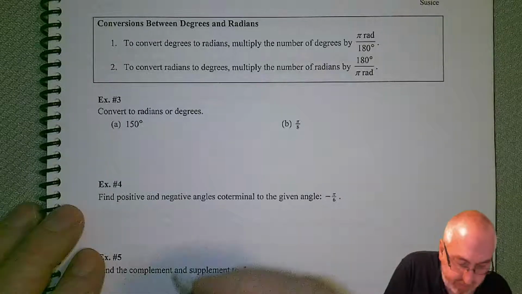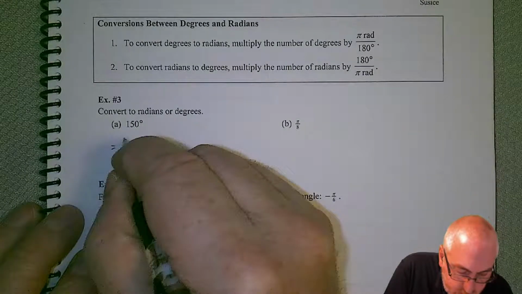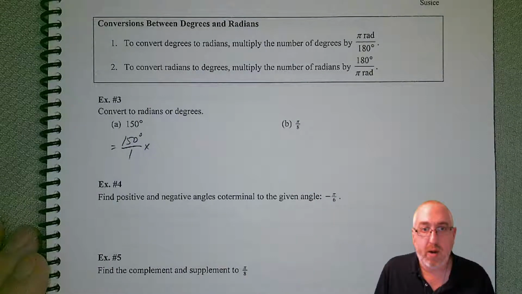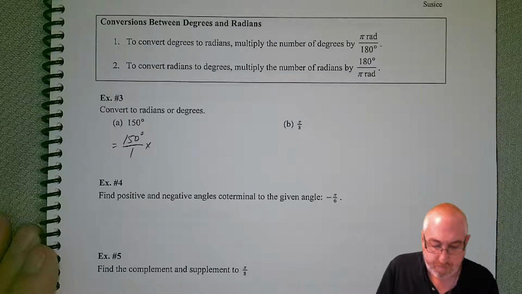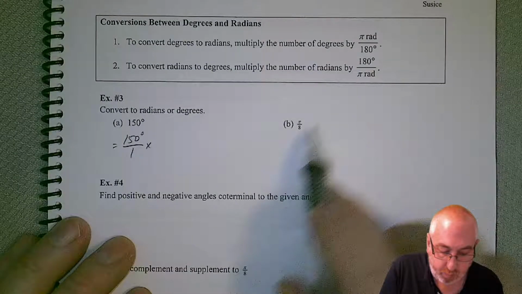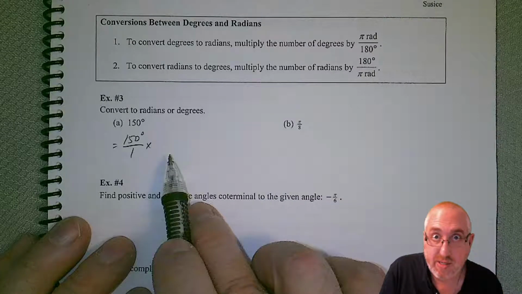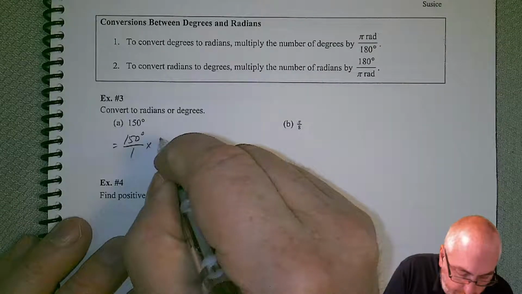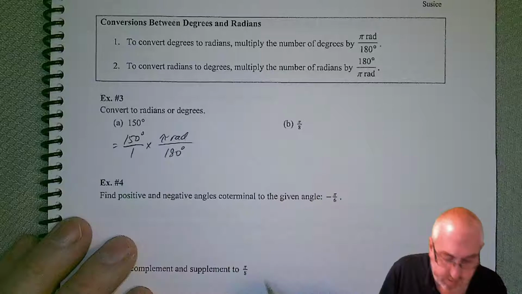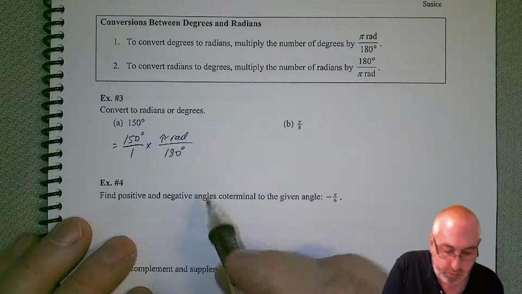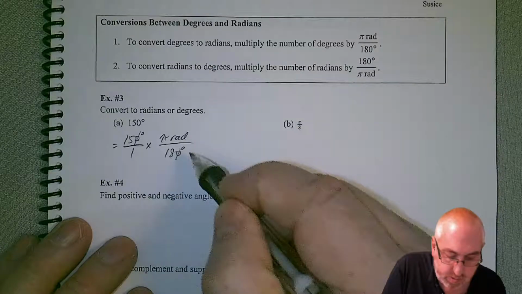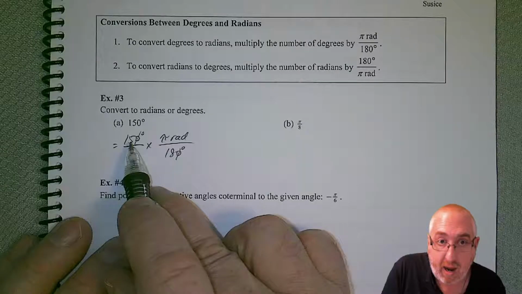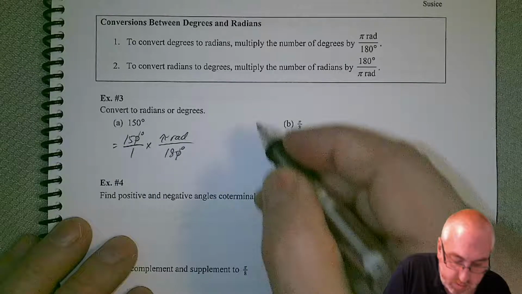So looking at 150 degrees, I would start off by just putting it over 1. If we want to get units to cancel out, we're going to need the degrees down in the bottom. So we're going to have to use this first conversion, pi rad over 180 degrees. Now we can do a little bit of reducing, so we can cancel out the zeros. 3 goes into both of those, so it looks like 5 pi over 6.